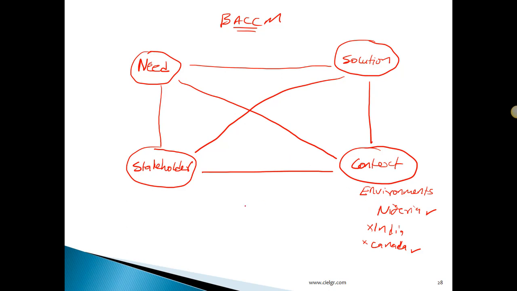The fifth aspect of our BACCM, which is arguably the most important part of it, is value. In value is where we talk about the benefit that the stakeholders will receive from this change. Aside from that, this is where we talk about the reason, the why, the justification for addressing a particular need or solving a particular problem. And that's exactly what the value here refers to.